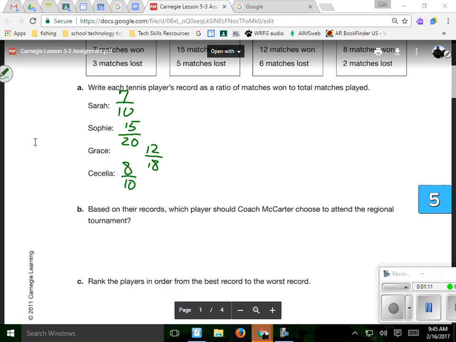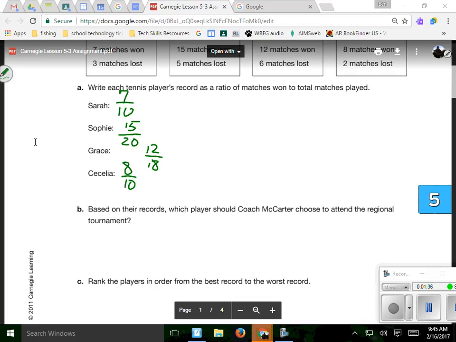Now the next question says, based on their records, which player should Coach McCarter choose to attend the regional tournament? Now, do you have any guesses? Who are you going to guess? You're going to guess Cecilia? Anybody have a different guess? Sophie? Sophie, you think? You think Cecilia?